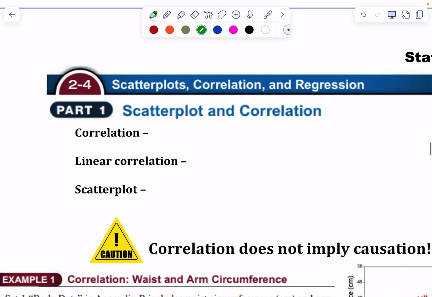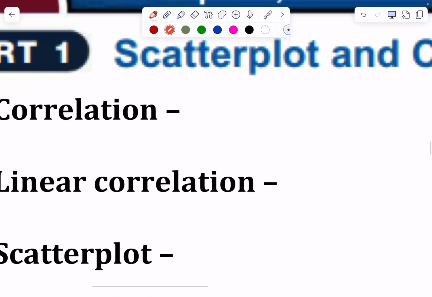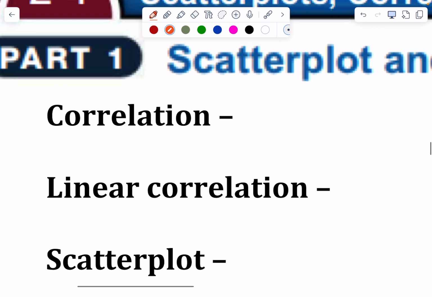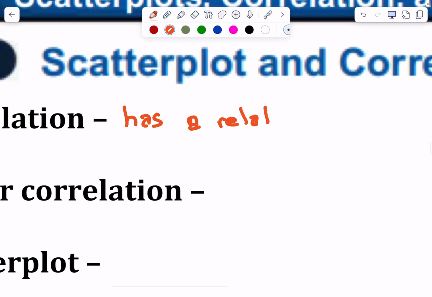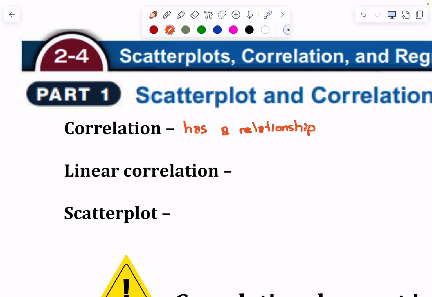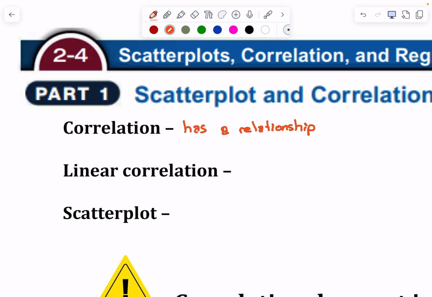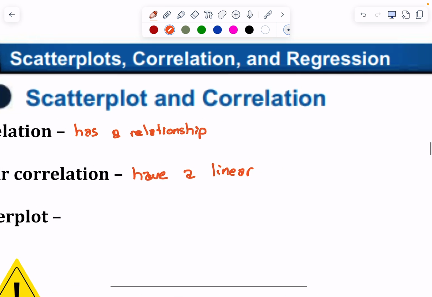So we're talking about correlation. We've discussed this word before, but if two things are correlated, what does that mean? Has a relationship. Two variables have a relationship. Now, a linear correlation means that they have a linear relationship. Because you can have a relationship that is not linear, right?